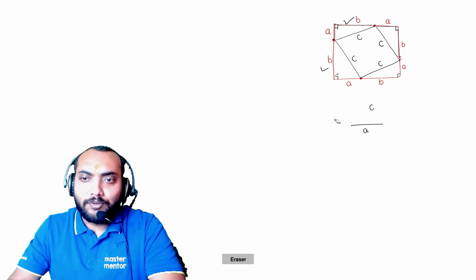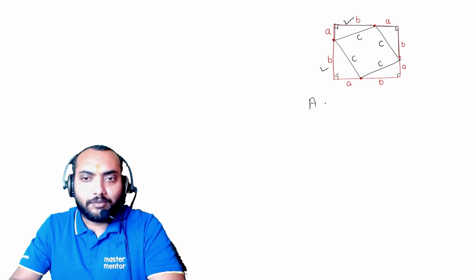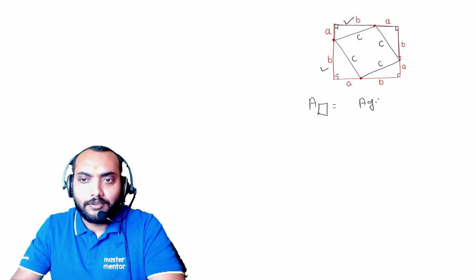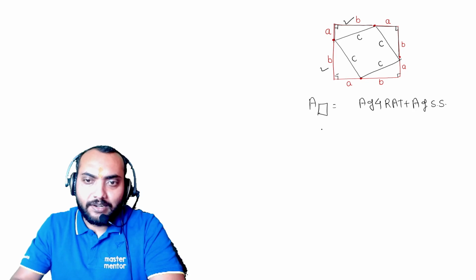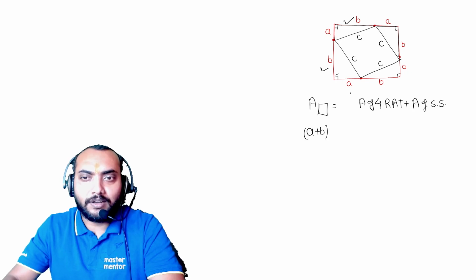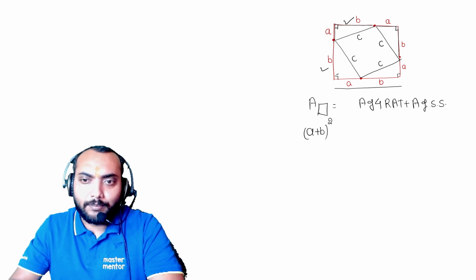Okay, now suppose you want to write the area of the bigger square. Area of the bigger square is going to be equal to area of 4 right angle triangles plus area of the smaller square. So first of all you need to find out the side of the bigger square, that is A plus B. If I'm talking about the side, that is A plus B, so side square is A plus B whole square.